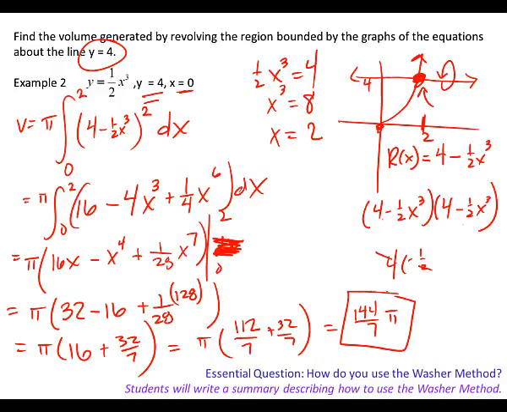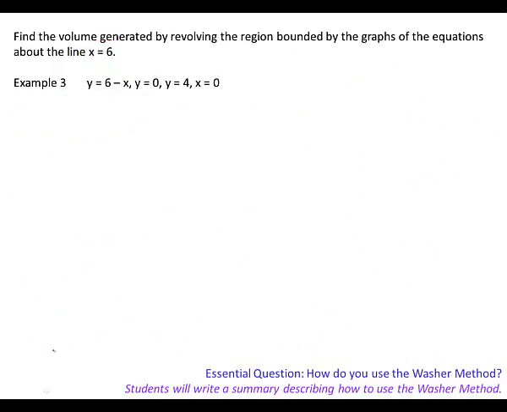Here's what we're going to do. We're going to set up the next one. I'm probably not going to integrate it. Maybe. Let me see how far we get with this one, because I want to make sure we get to our washers before we leave. We're revolving around x equals 6. The region is bounded by x equals 0, y equals 0, and y equals 4. You'll see why. Just be patient.